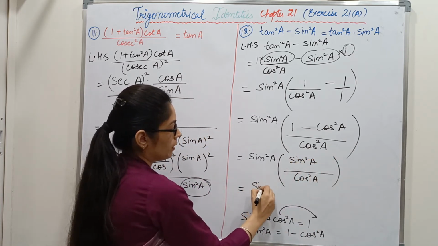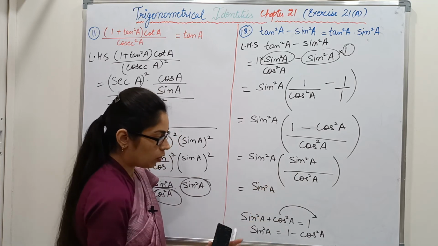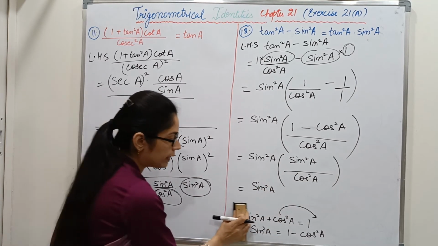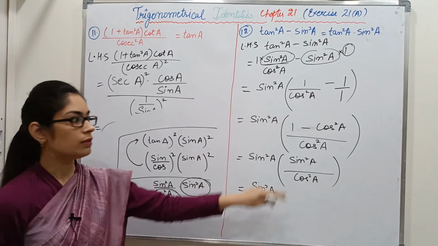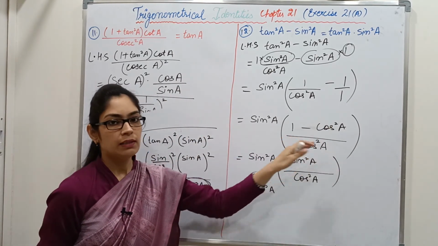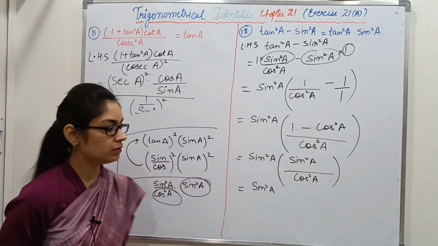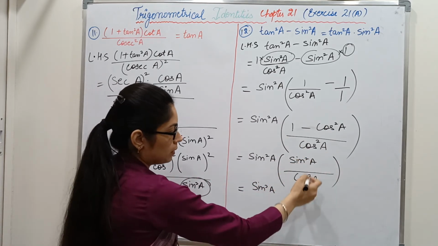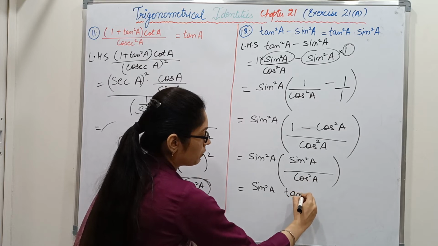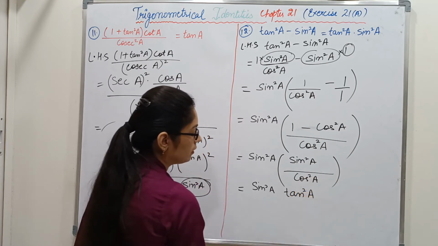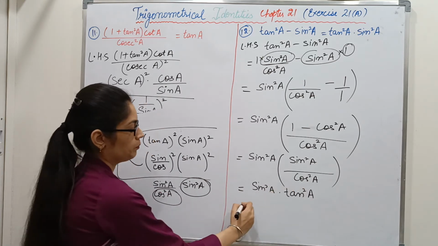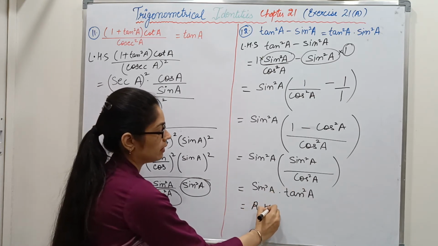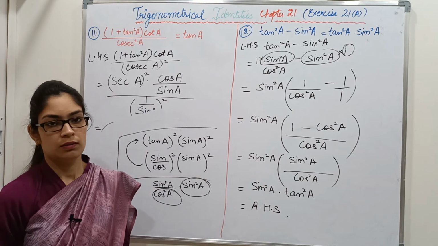So sin square A, and all these things you have to write because this time it's a subjective paper. Each and every reason why you are replacing this by this, you should mention all the reasons. Sin square, sin by cos is tan, because square is there, so we will write square. Sin square A into tan square A, which is equal to our right hand side also. So hence proved.